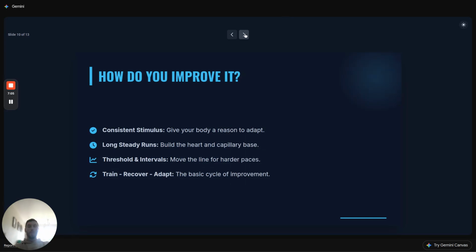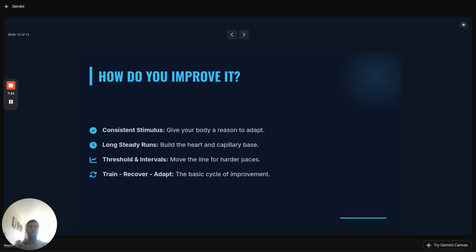So the question then becomes, how do you improve that? So this is where the training comes in. And this is where I think athletes often make things more complicated than they need to be. You don't need to build your aerobic system by making every session hard. You build it by consistently giving your body a reason to adapt.